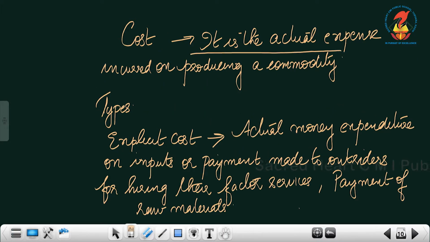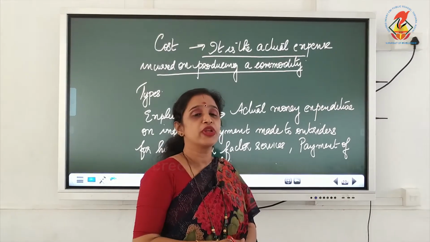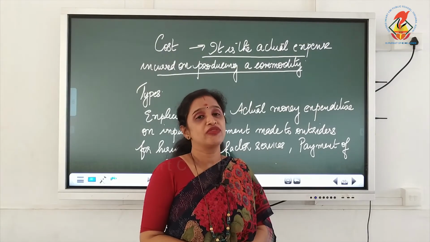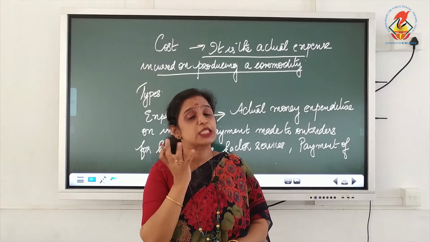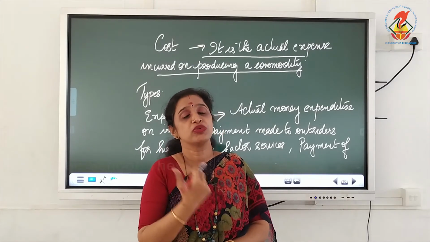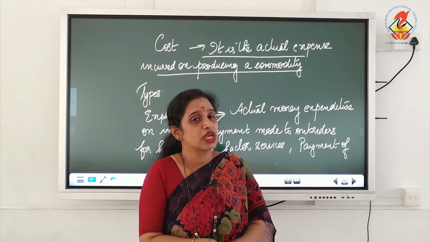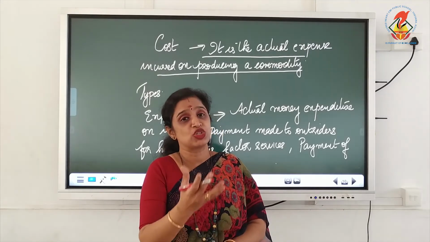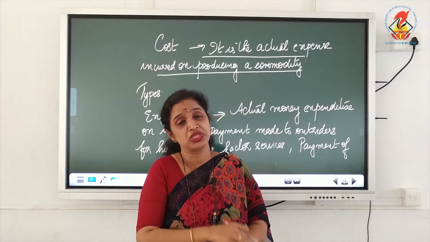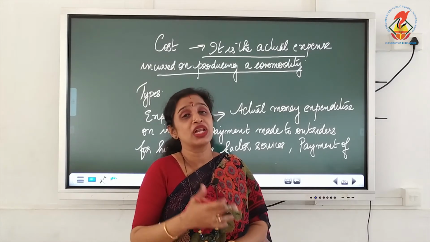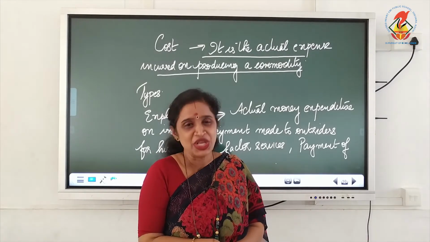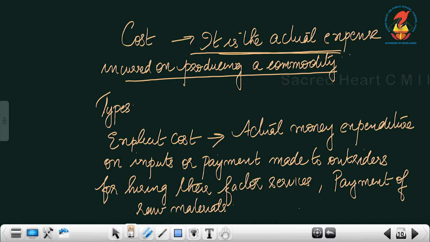Now, what is meant by cost? Cost is the actual expense incurred on producing a commodity. For producing any commodity, the producer will have to incur different types of cost. So, the cost refers to the total expense which is borne by the producer in producing a commodity. The producer has to hire the land, buy the machines, purchase raw materials, and pay wages to the laborers. All these are the total expense incurred in the production of a commodity. So, the cost refers to the actual expense incurred on producing a commodity.